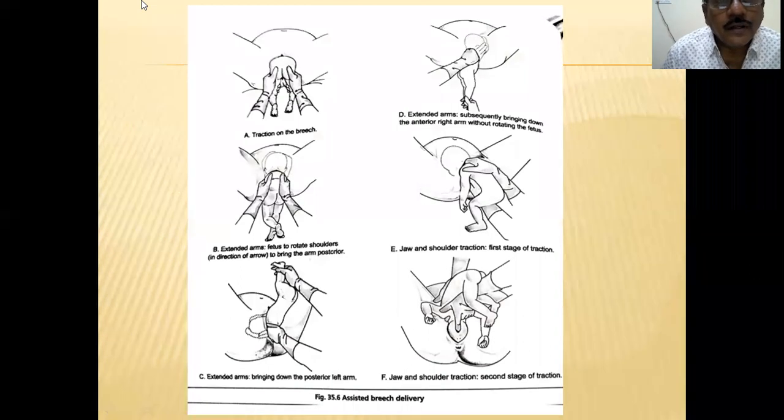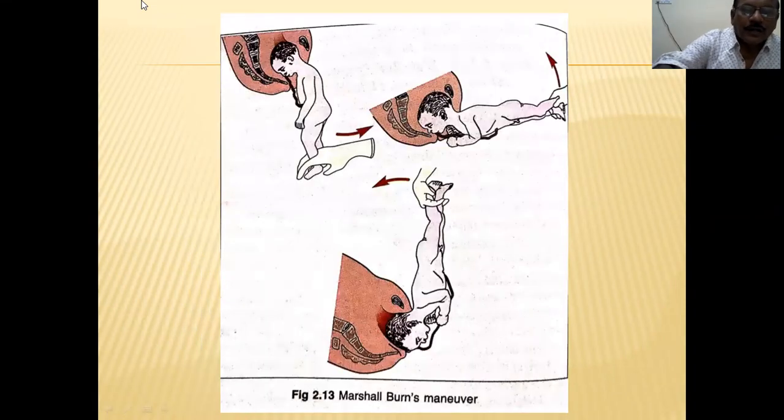In footling breech delivery, when the foot comes first, you must catch hold of the buttocks and pull them up to the trunk. When the umbilical cord is in the way, keep it to one side and deliver the arms. Then you go for the Burns-Marshall technique, where you bring the fetus towards the maternal abdomen. This is called the Burns-Marshall technique.